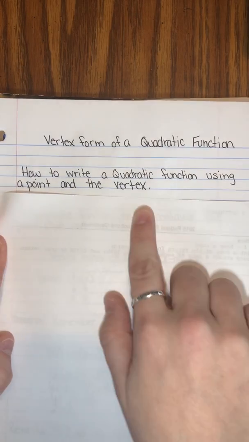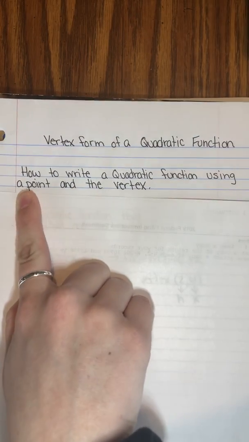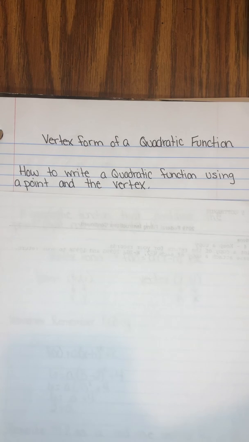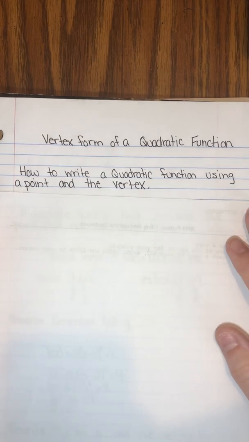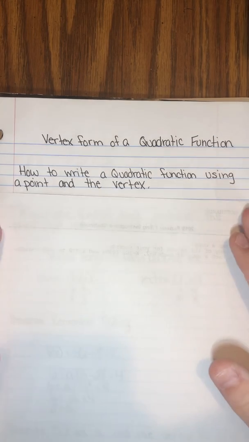Vertex form is used if the only information you have is a point on the parabola and the vertex. So this is just assuming we don't have the equation yet. The only information we have is the vertex and one point. This is going to show you how you can convert that information and get standard form so that we can graph it and solve it and whatnot.